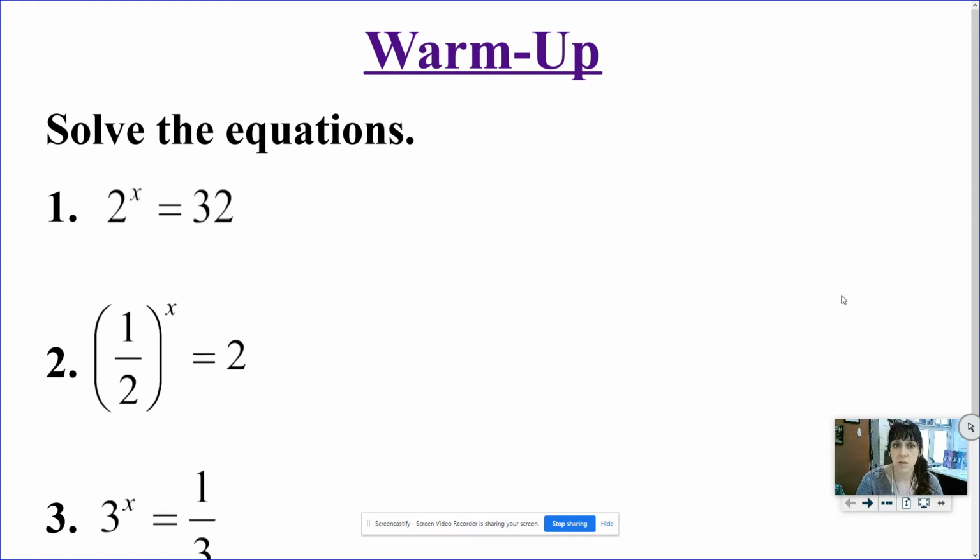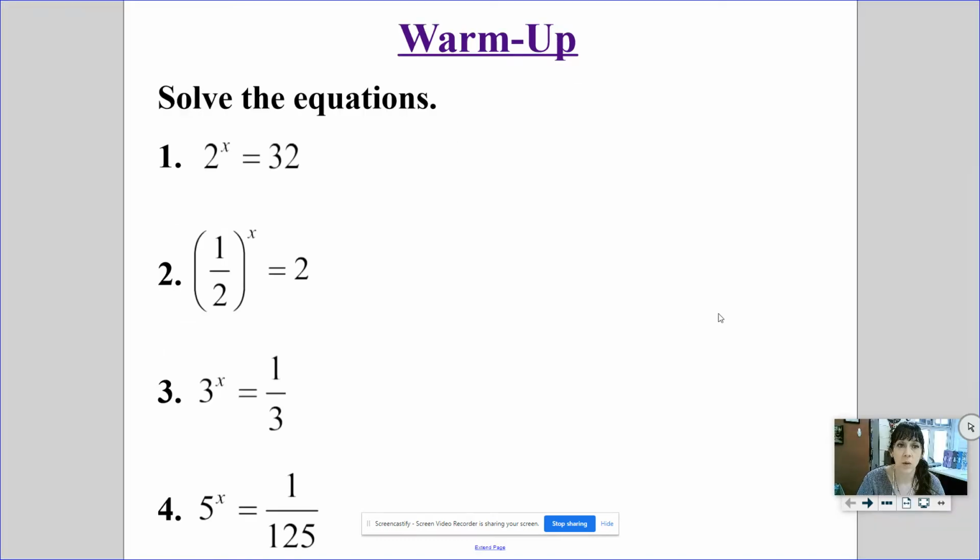Hey guys, we're going to start this lesson with a little warm-up question that's going to help us get ready for the new material. So I'm just asking you, solve the equation. If you would right now, pause the video and try to solve each of these equations to find the value of x, and try to do so without a calculator. Okay, so whenever you're ready, let's go over answers.